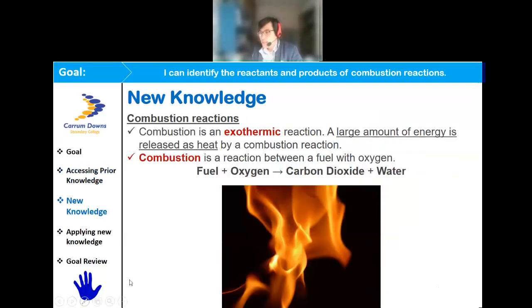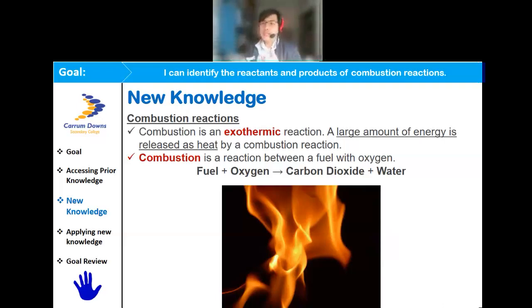This is what we're going to be learning. All right, so combustion. Now we have learned about combustion before when we talked about the types of reactions. This is going to be a more in-depth look into combustion reaction, okay? So first of all, combustion is an exothermic reaction. Think about the word exothermic, okay? So thermic, that means temperature, okay? And exo here, think about the word exoskeleton. So exoskeleton is when you have the skeleton on the outside, okay?